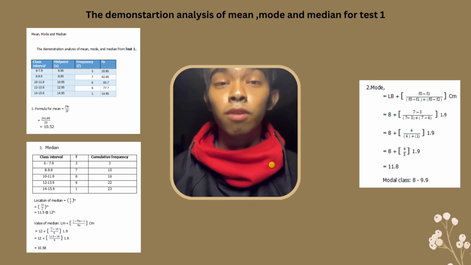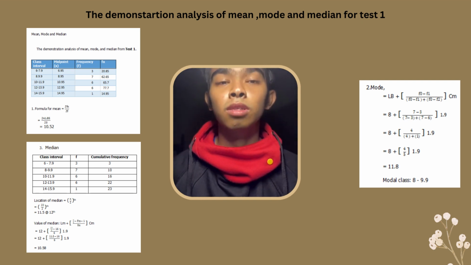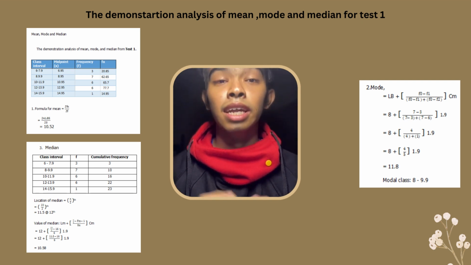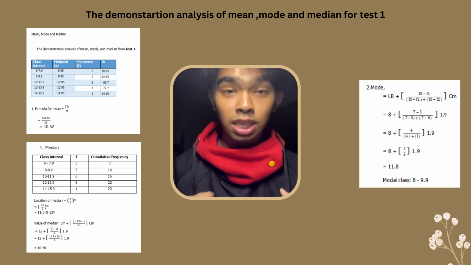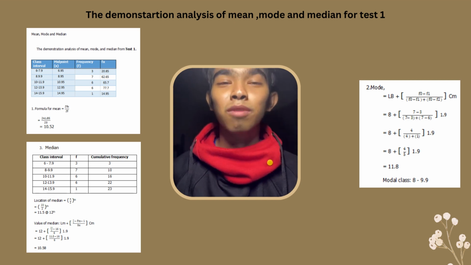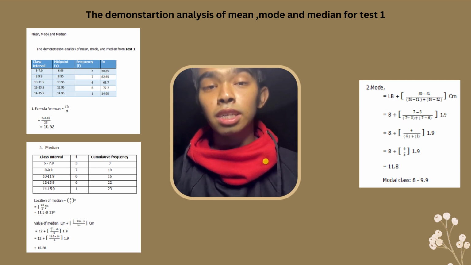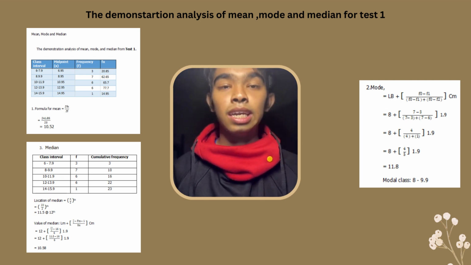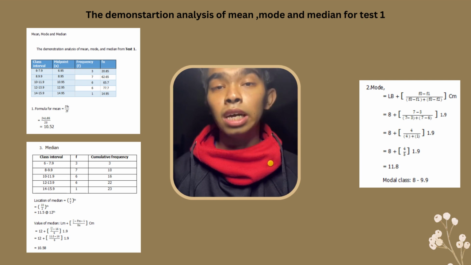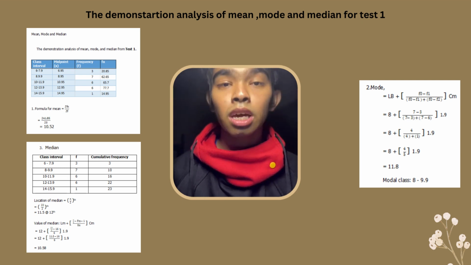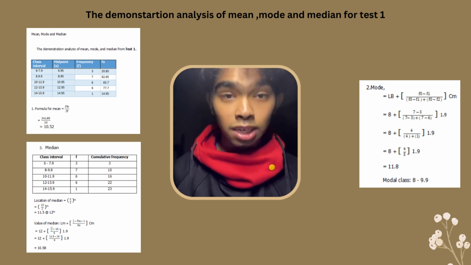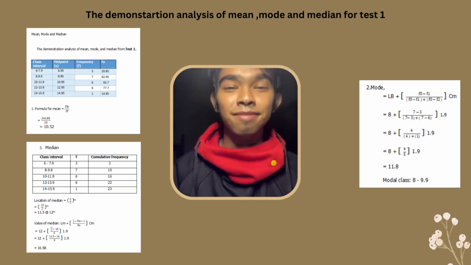To get the result for mean, I sum up all the total from fx and divide by the total frequency, and I got 10.52. For mode, using the formula, I got 11.8. And lastly, for median, after I located the location of the median, using the value of median formula, I got 0.58.